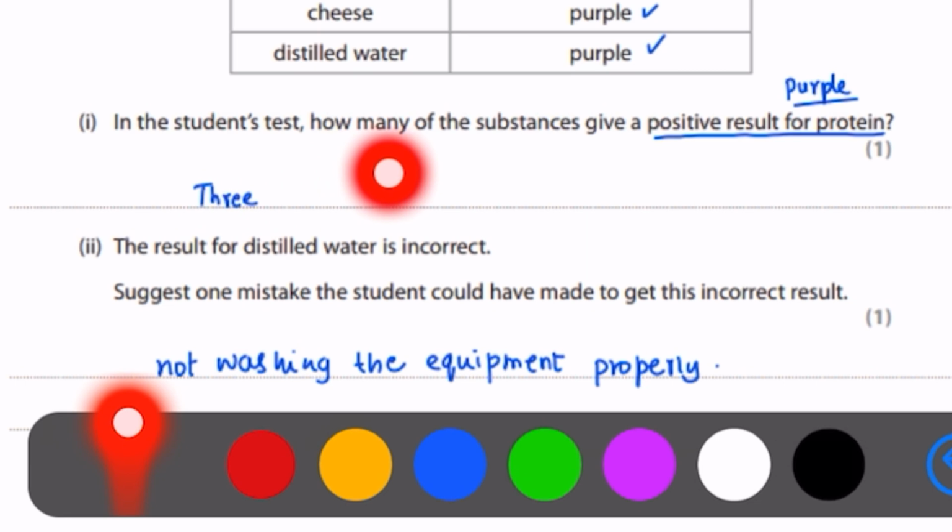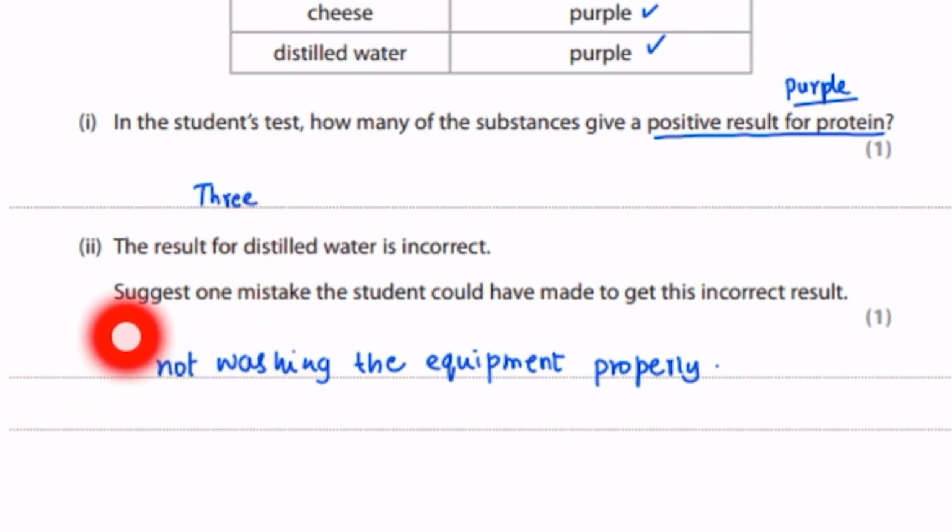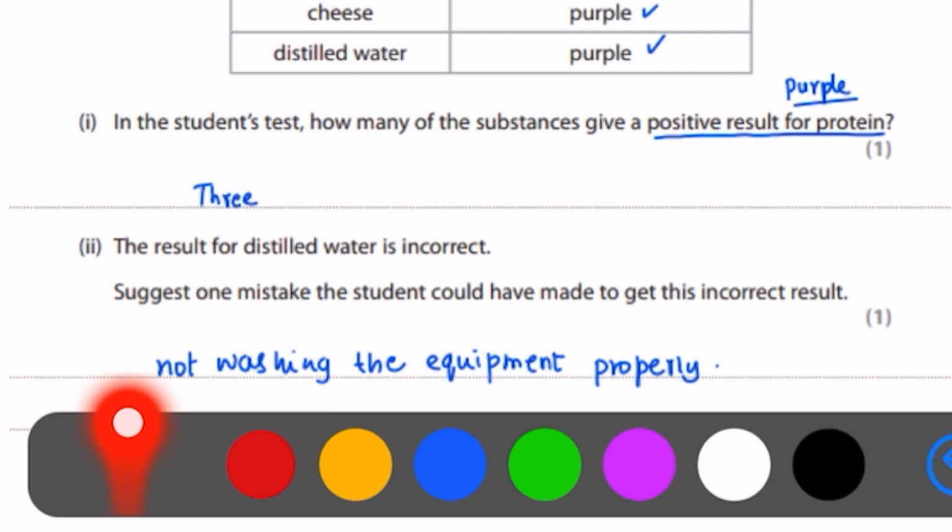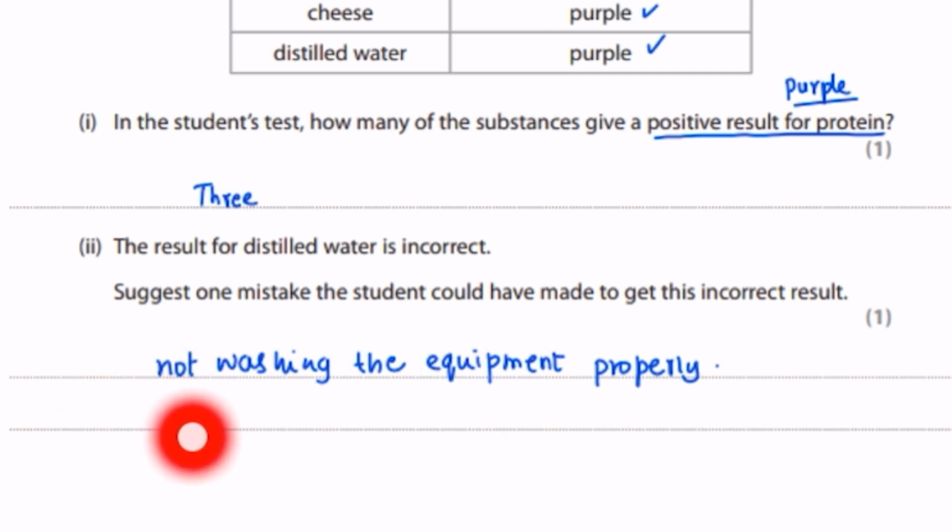In the student's test, how many of these substances give a positive result for protein? So choose the purple color. There are 3 substances, so the answer is 3. Question 2. The result for distilled water is incorrect. Suggest one mistake the student could have made to get this incorrect result. It could be because he has not washed the equipment properly, or maybe some protein component has been added to the distilled water by mistake.